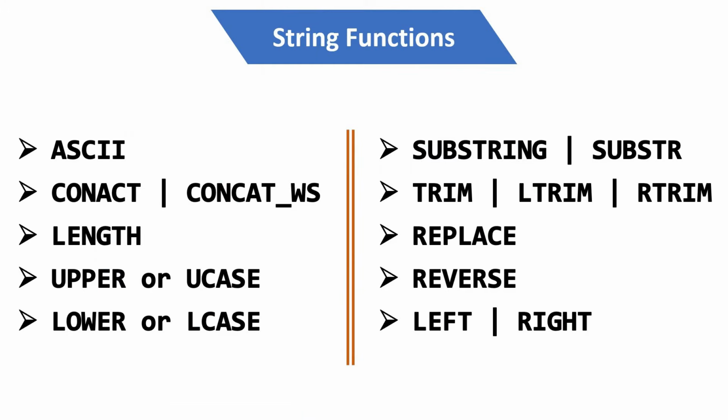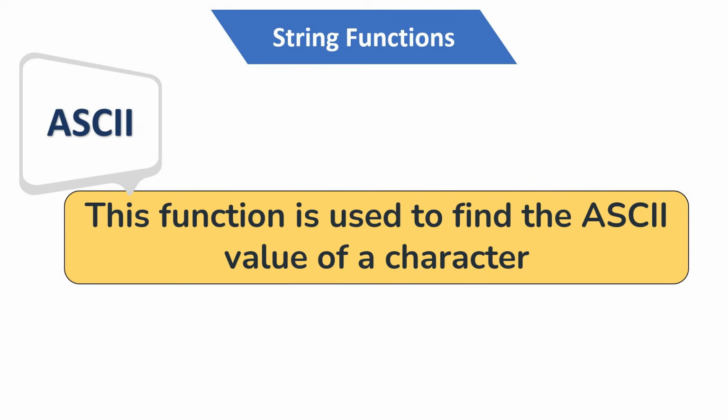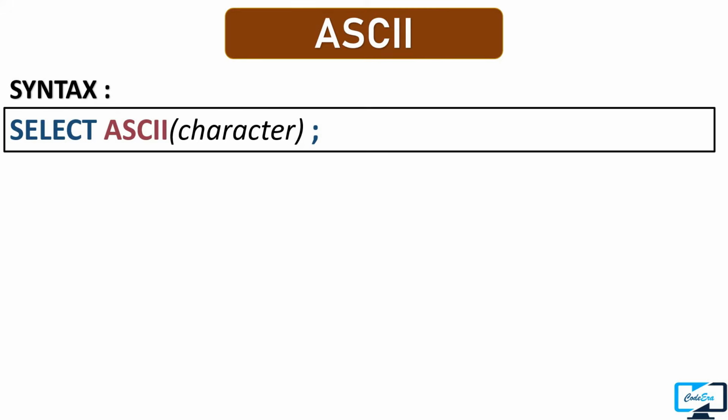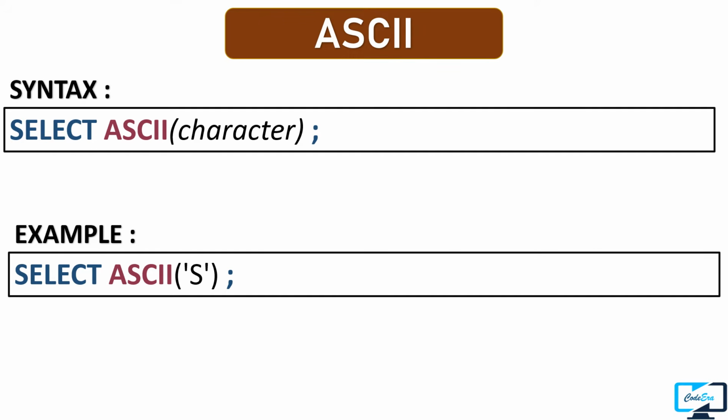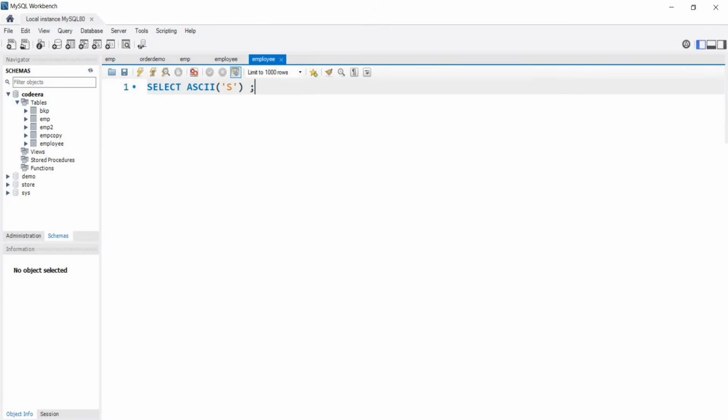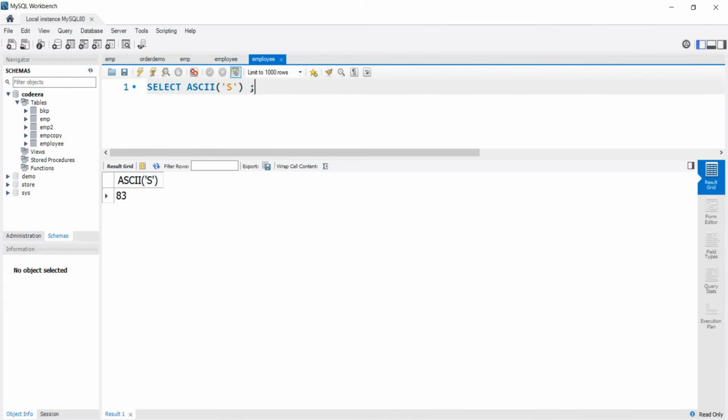We will discuss all these string functions one by one. Our first string function is ASCII. This ASCII function returns the ASCII value of a character. To get the ASCII value of a character, we have to pass a character to this function. For example, select ASCII of character S. It will return the ASCII value of character S. Let's execute this query and check its output. You can see the ASCII value of S is 83. You can pass any character or symbol to get its ASCII value.